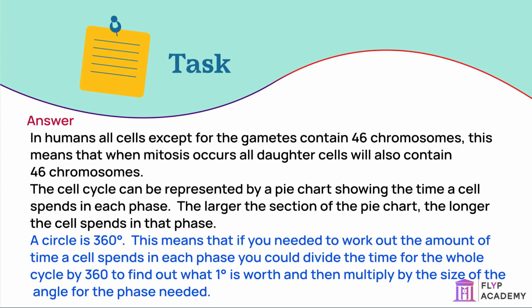The cell cycle can be represented by a pie chart showing the time a cell spends in each phase. The larger the section of the pie chart, the longer the cell spends in that phase. A circle is 360 degrees. This means that if you needed to work out the amount of time a cell spends in each phase, you could divide the time for the whole cycle by 360 to find out what 1 degree is worth, and then multiply by the size of the angle for the phase needed.